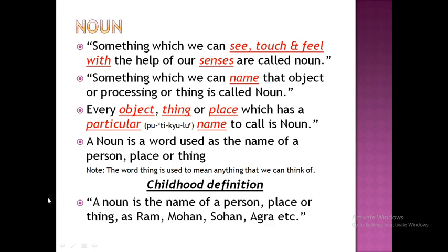Whenever someone asks what a noun is, we used to say the same old childhood definition: a noun is the name of a person, place or thing, as Ram, Mohan, Sohan, Agra, etc. And when someone asks please give some more examples of noun, they used to give the same kind of examples as in the definition. Instead of Ram, Mohan, Sohan, they used to give Dita, Sita, XYZ, or their own name as well. And as Agra is used in the old definition, they used to give other examples of different cities, countries.